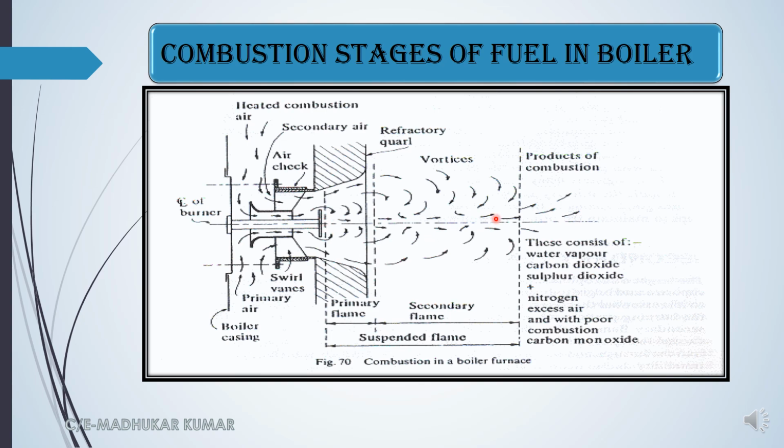And here one thing we have to keep in mind, the product of combustion, that is the flue gas. So this consists of the water vapor, carbon dioxide, sulfur dioxide, nitrogen, and excess air, and in the poor combustion, carbon monoxide also. So that is also going out. Okay.